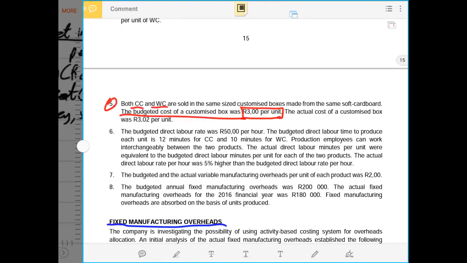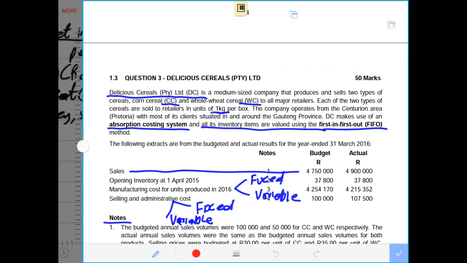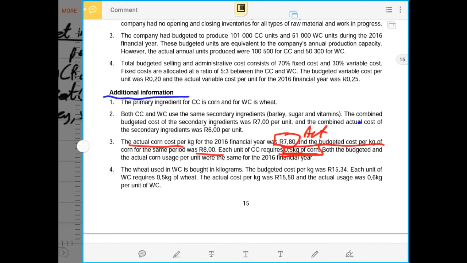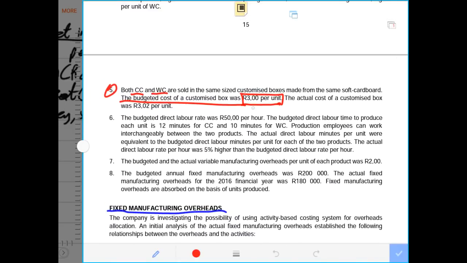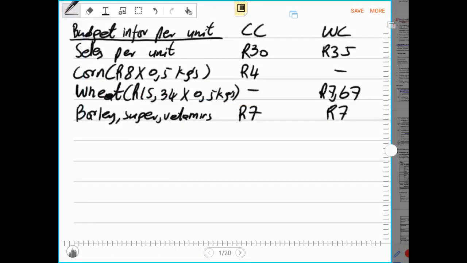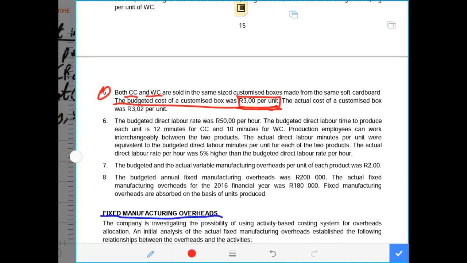Remember, these cereals are sold in a box of 1 kg, if you still remember. They said they sell them in a box of 1 kg. So now this box is also a cost of producing these cereals. So now the 3 rand is for both of them. Therefore, now there's a box which is the cost that we have to take into account. And the box is 3 rand for both of them, either the corn cereal or the whole wheat cereal in terms of the cost.